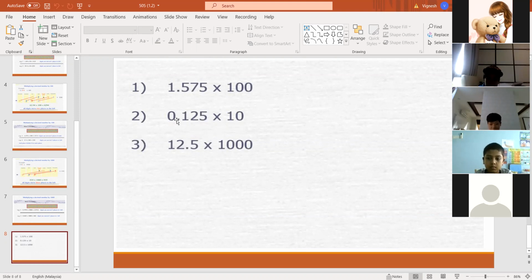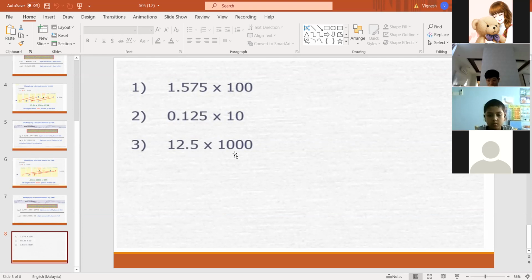How about question number 2? Multiply by 10. How many decimal places do you have to move? 1. So the answer is 1.25. Very good. Okay, how about this? 12.5. Since you are multiplying by 1000, how many decimal places are you moving? 3. Very good. So what is the answer? 12,500. Very good. So you have to place the 0 there. Okay, good.